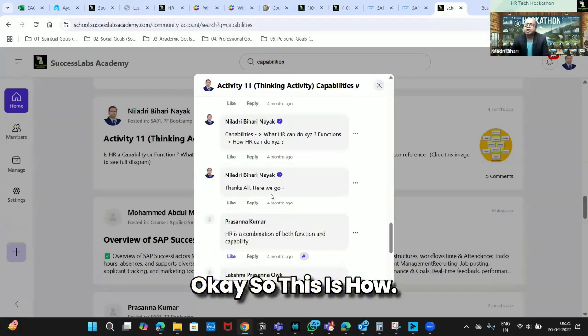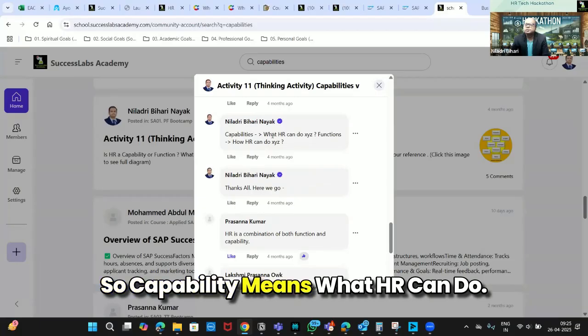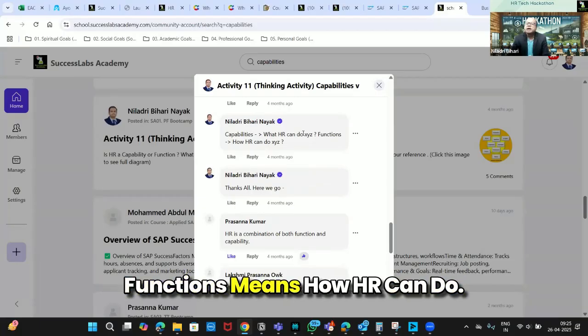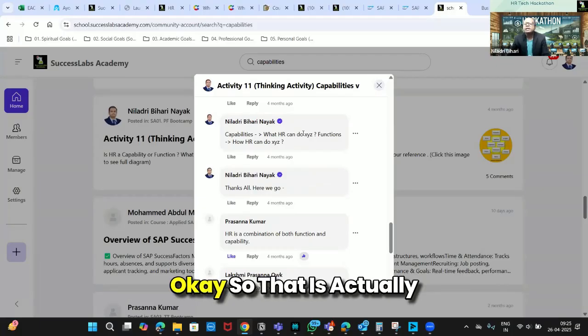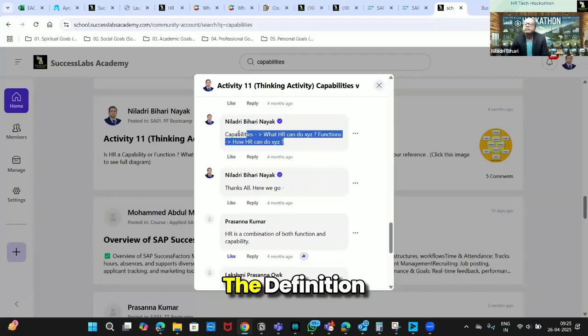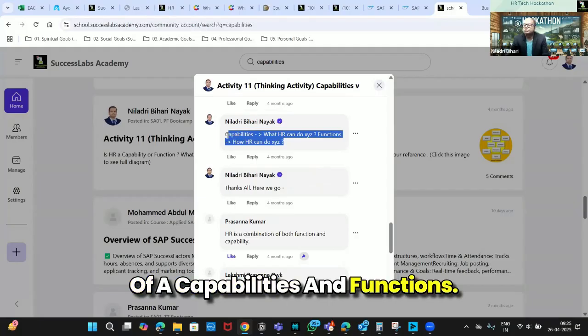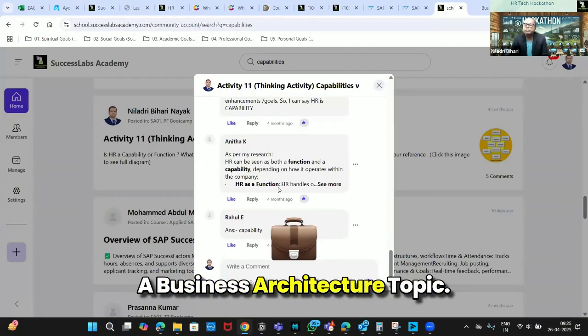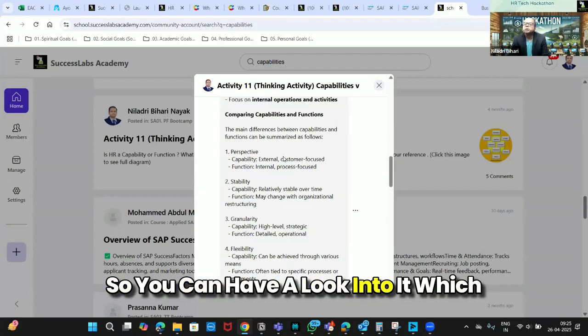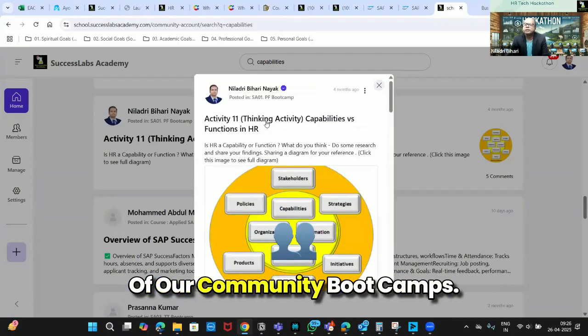So capability means what HR can do. Functions means how HR can do. Okay, so that is actually the definition of capabilities and functions. This is a business architecture topic, so you can have a look into it, which we have already discussed in one of our community bootcamps.